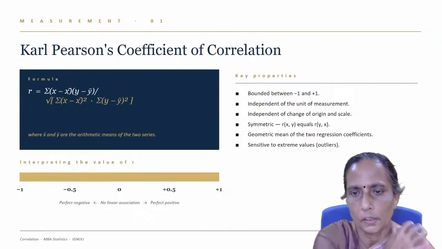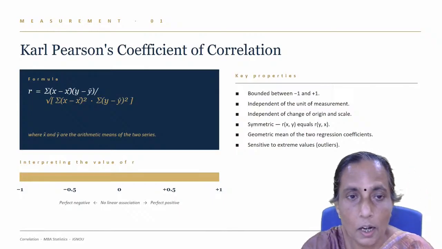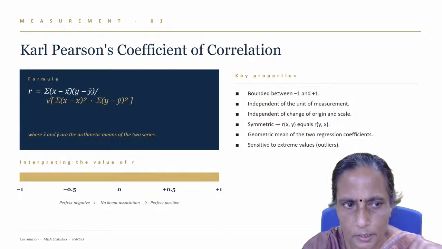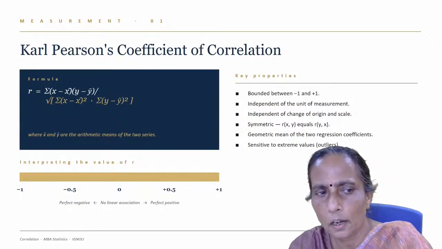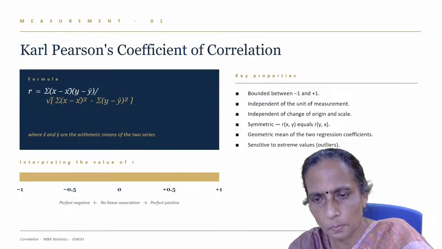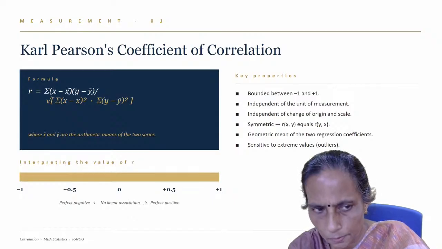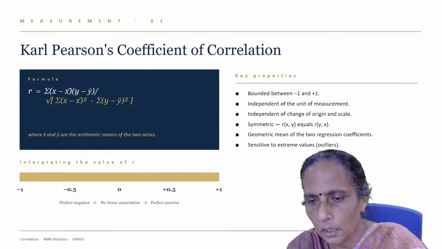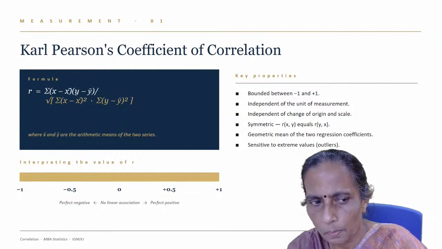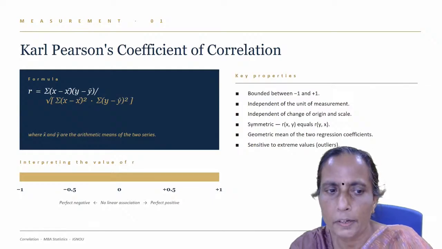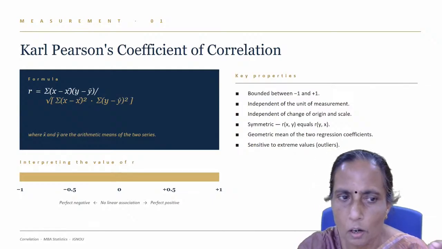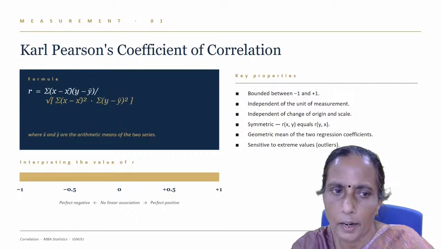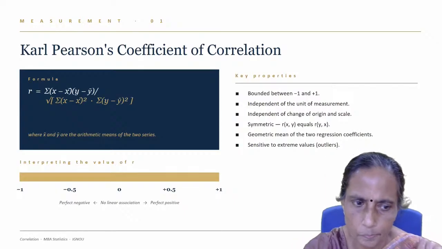One of the types is Karl Pearson's coefficient of correlation. The formula is r equals summation (x minus x bar) into (y minus y bar) divided by square root of summation (x minus x bar) whole square into (y minus y bar) whole square, where x bar and y bar are arithmetic means of the two series x and y respectively.